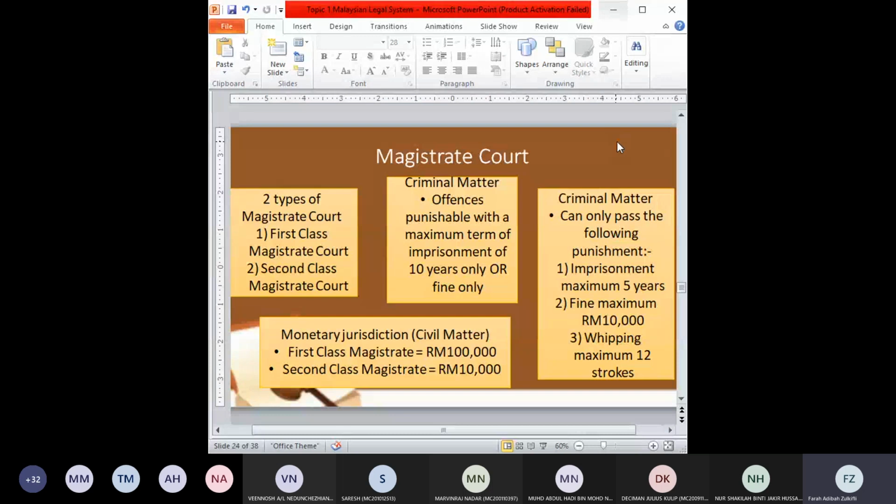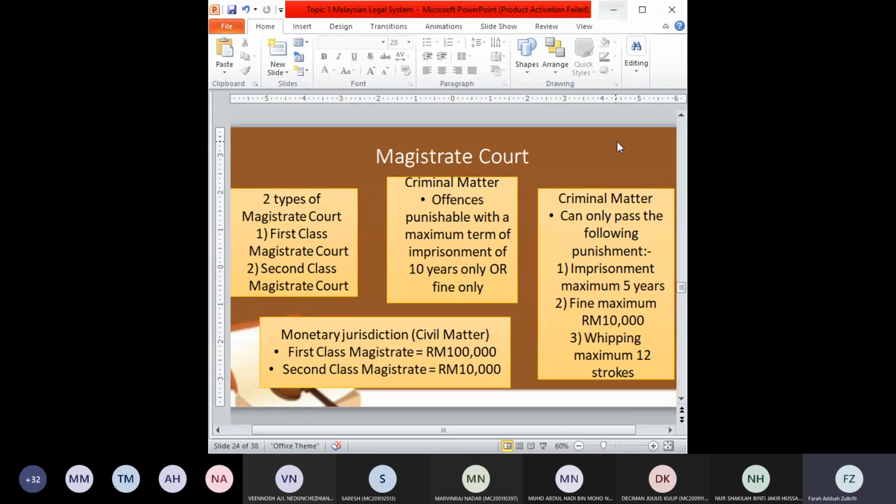That is for criminal. So for criminal matters, they can only pass the punishment of imprisonment maximum 5 years. So the magistrate court can hear cases up to 10 years, but they can only sentence up to 5 years of imprisonment. They can only sentence a fine up to 10,000 and a maximum of 12 strokes of whipping. So this is the only type of punishment that can be given by a magistrate court. So that is for criminal, not really a matter for your business law.